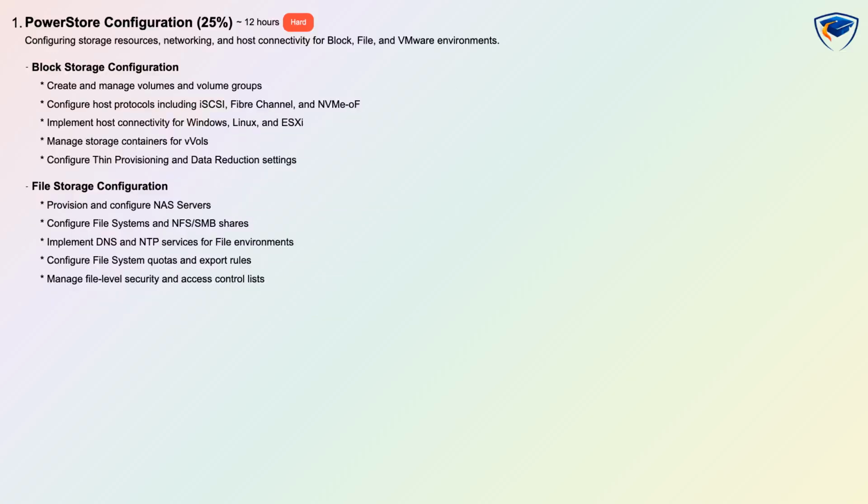In the PowerStore Configuration domain, you will be tested on your ability to configure storage resources, networking, and host connectivity for block, file, and VMware environments. This domain has a weightage of 25% and includes topics such as creating and managing volumes and volume groups, configuring host protocols including iSCSI, Fibre Channel, and VMware, implementing host connectivity for Windows, Linux, and ESXi, managing storage containers for vVols, and configuring thin provisioning and data reduction settings.